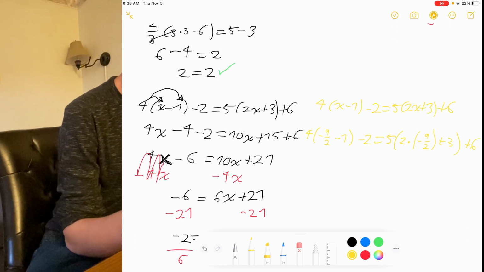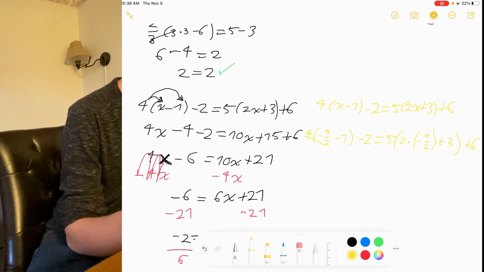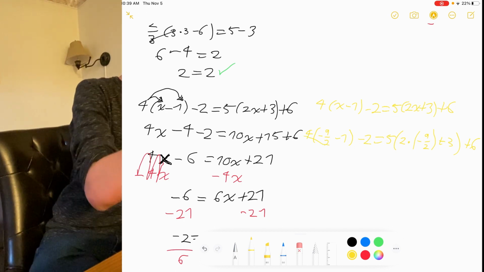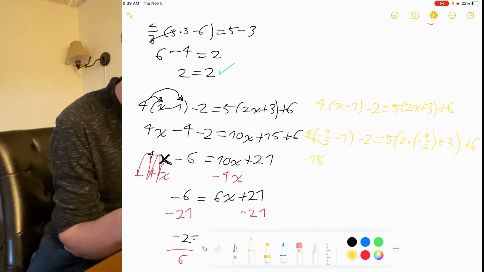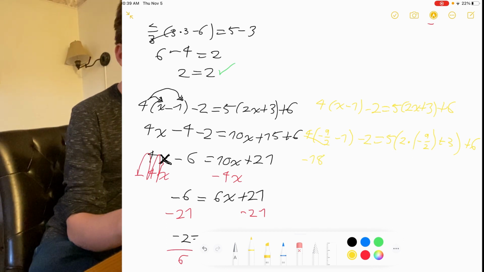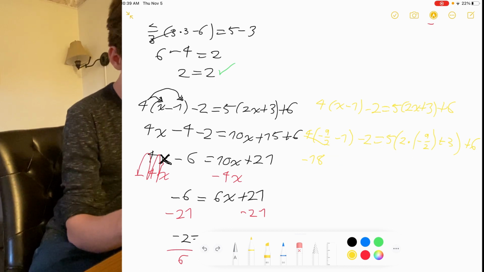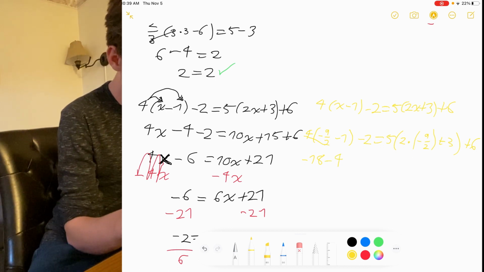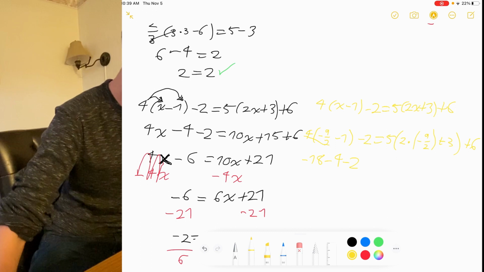Now we'll kind of simplify these. So distributing, 4 times negative 9/2, 4 divided by 2 is 2. So that'll be negative 18 minus 4 times 1 is 4. Sorry, wait, minus 4. And then minus 2.